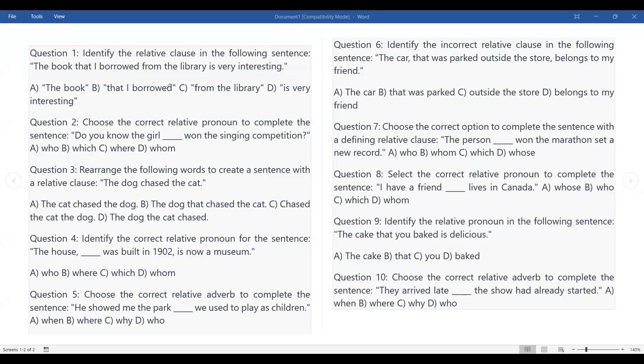Just so we know the examples, where can you find the relative clause in the first example? The book that I borrowed from the library. That I borrowed from the library. There you go. Yes, very good, right? That I borrowed. In this case, that would be the answer, right? That I borrowed. Okay, and that is what you guys are going to do right now, okay?